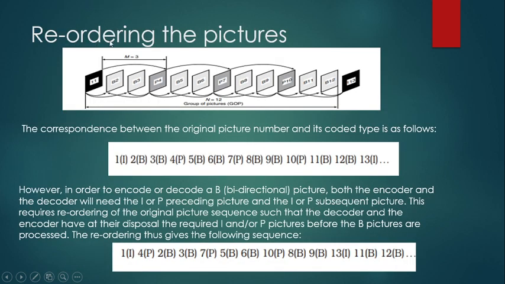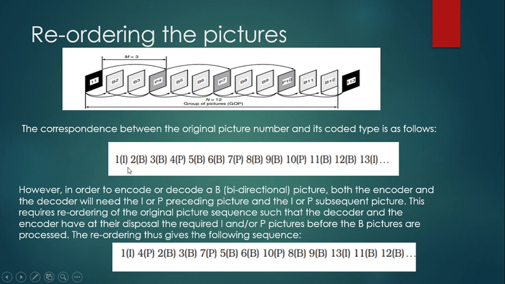Now, reordering the pictures. We have to understand that sometimes there is a need to reorder these frames. In the example you have seen the most common case, that is M equal to 3 and N equal to 12. And we have also seen the correspondence between the original picture number and its coded type. So this was the correspondence which we made.